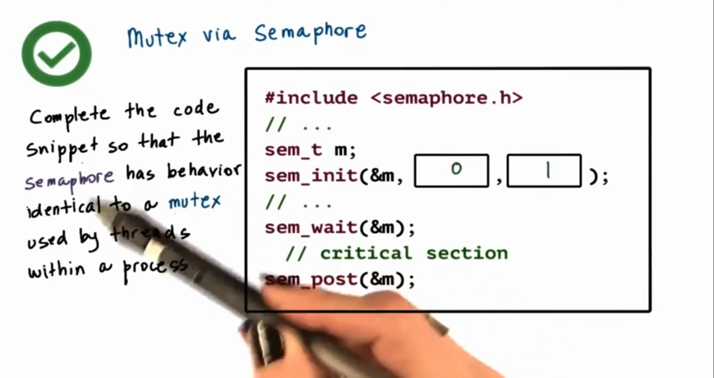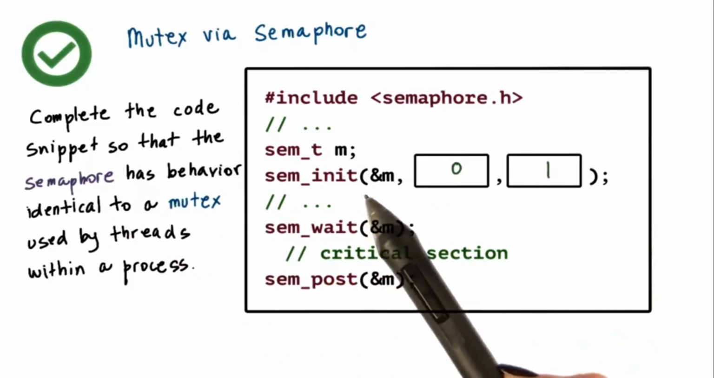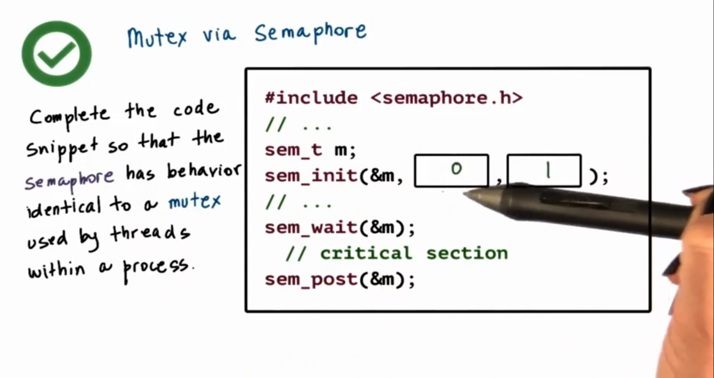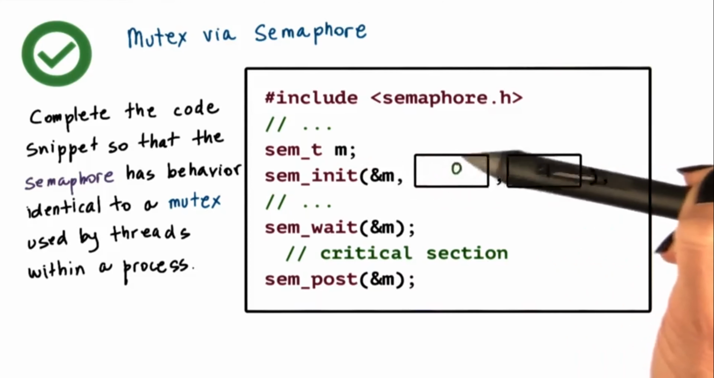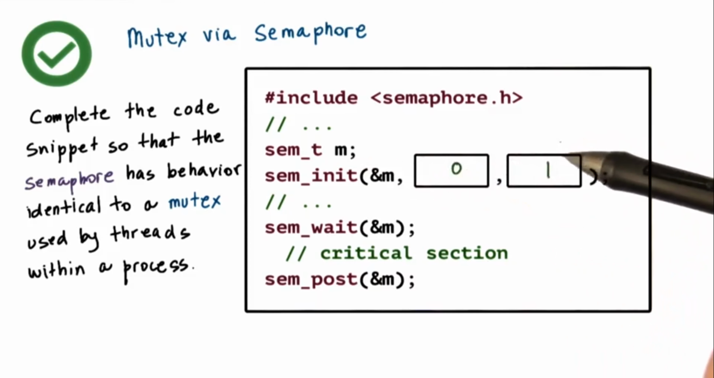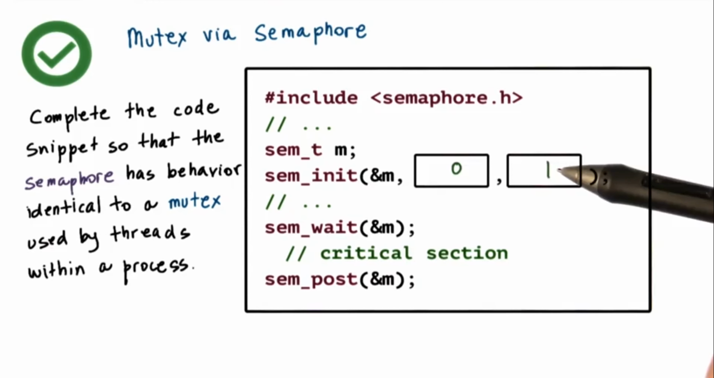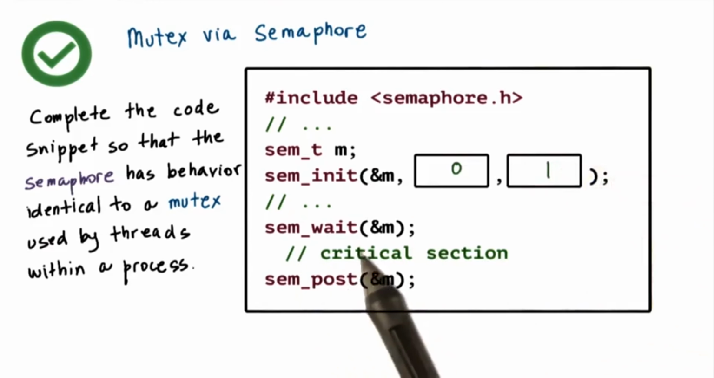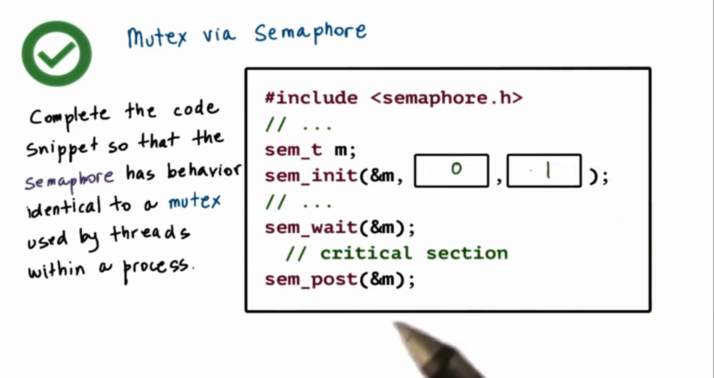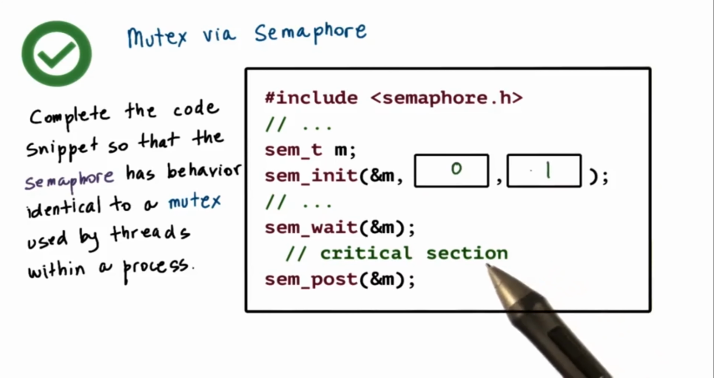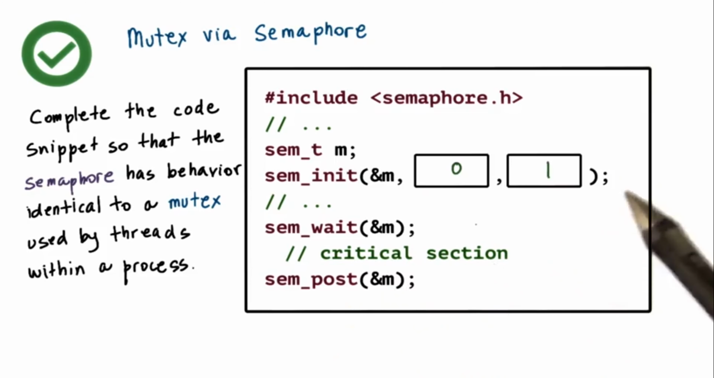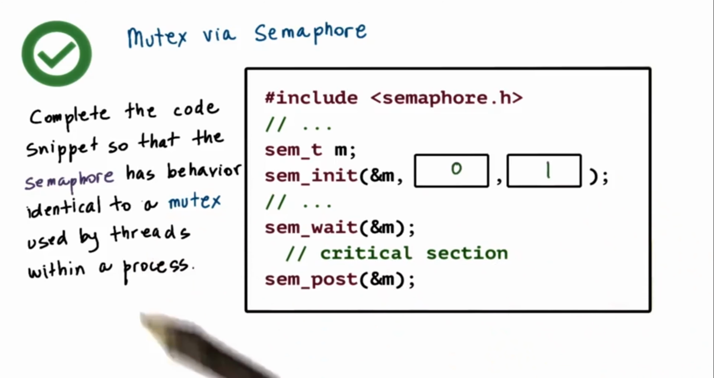To use a semaphore in this manner, you should initialize the semaphore so that it is a non-process shared semaphore, so this argument to the initialization call should be 0, and so that its initial count is 1. So this argument will be 1. Then, when the semaphore wait operation is called, it will decrement this counter, and it will allow exactly one thread at a time to enter the critical section. And posting to a semaphore will increment the counter, and it will be identical to a mutex being freed.